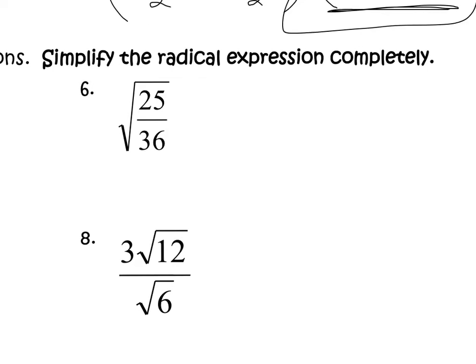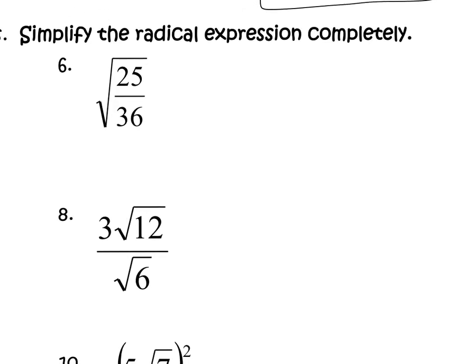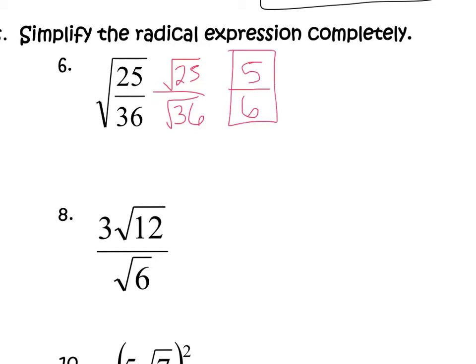Alright, scooting over here to 6. You know that you can't have a fraction in your square root, so I'm going to give the square root to the top, give the square root to the bottom. Square root of 25 is 5, square root of 36 is 6. That one is pretty easy.